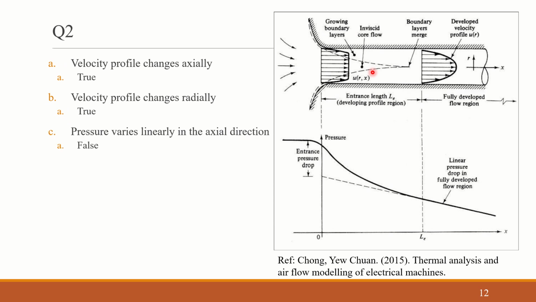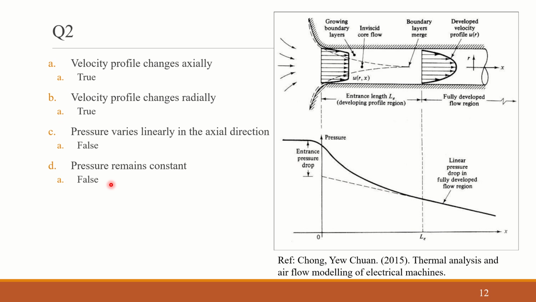Third, pressure varies linearly in the axial direction. This is the pressure variation profile, and we are in the developing region. The statement is that pressure varies linearly, but we are not able to observe a linear variation. Linear pressure drop is observed in the fully developed flow region, but not in the developing region. In the developing region, up to a certain point the decrease is very high, and after that the decrease is very little compared to the initial zone. So the third statement is false.